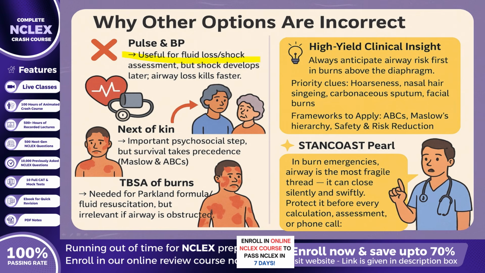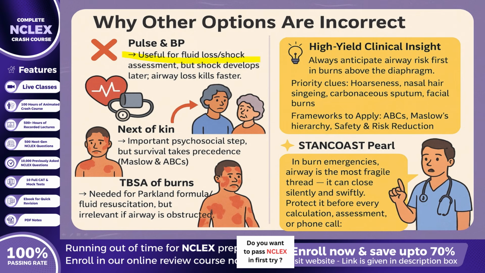Signs like hoarseness, singed nasal hair, or carbonaceous sputum require immediate attention, and nurses should anticipate the need for early intubation before edema makes it impossible. When using priority frameworks such as ABCs, Maslow's hierarchy, and safety or risk reduction, airway protection will always rank higher than circulation or documentation tasks. Stancoast Pearl: in burn emergencies, the airway is the most fragile thread. It can close silently and swiftly. Protecting it comes before every calculation, assessment, or phone call.